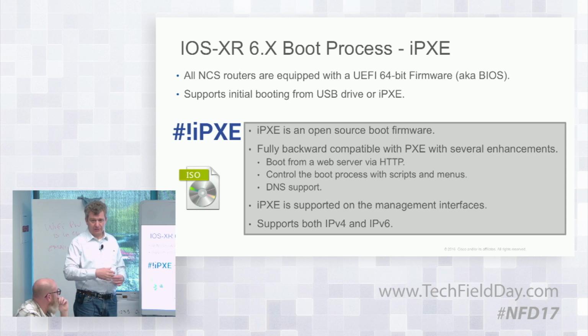So the box can come up pre-configured from the get-go. And using iPXE, you can, for example, correlate that to its serial number.